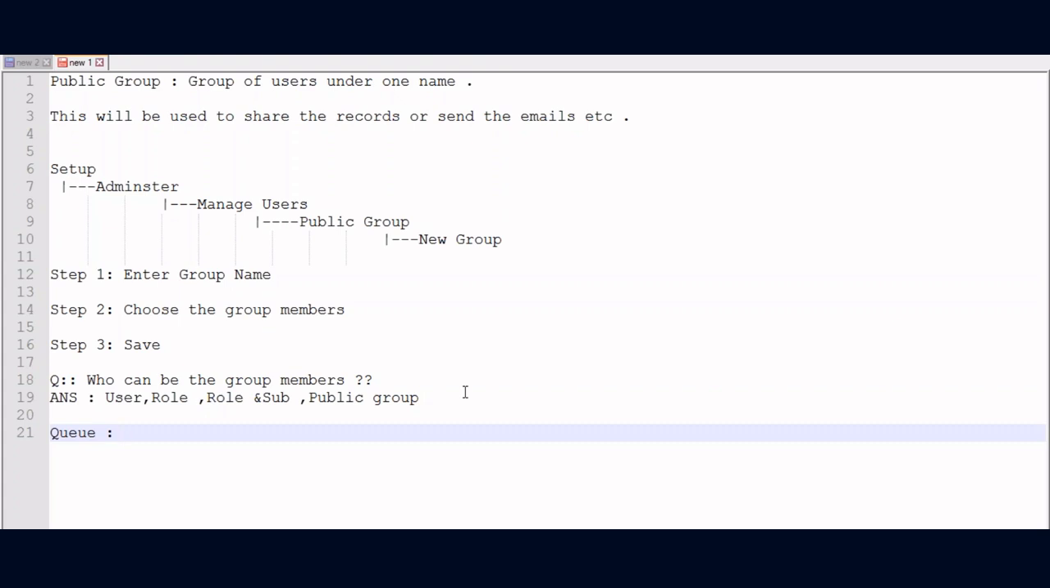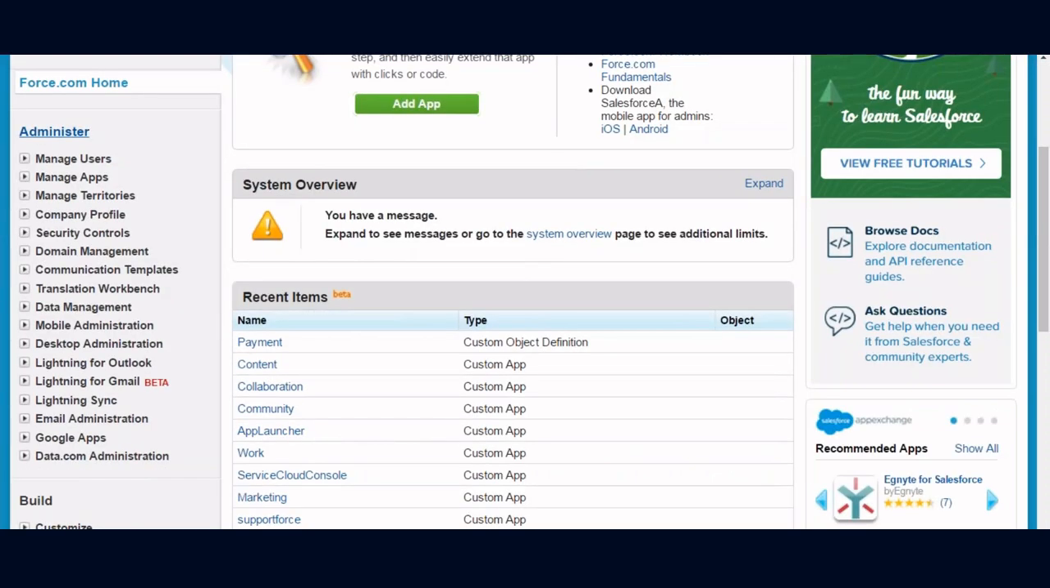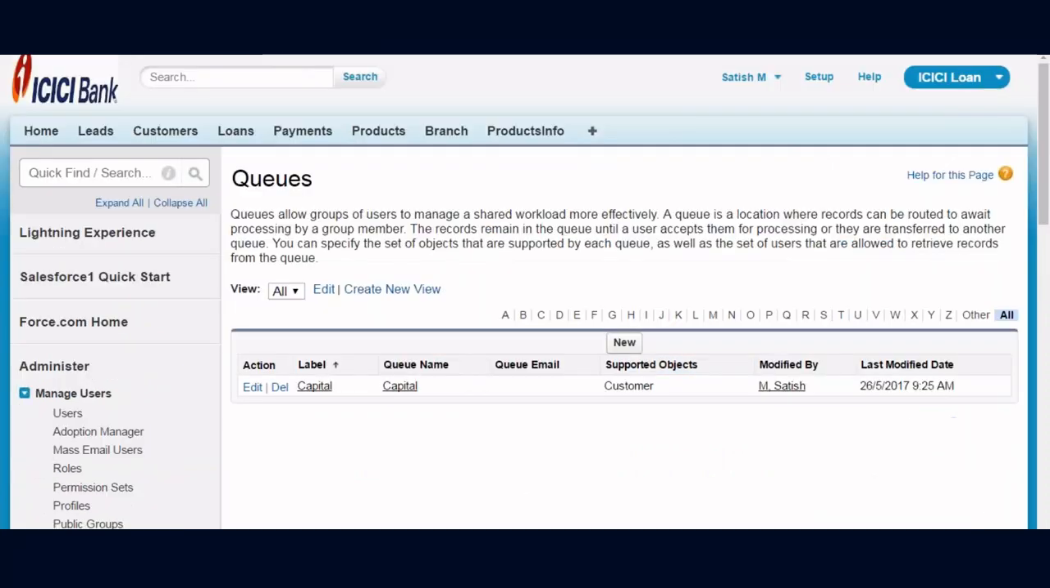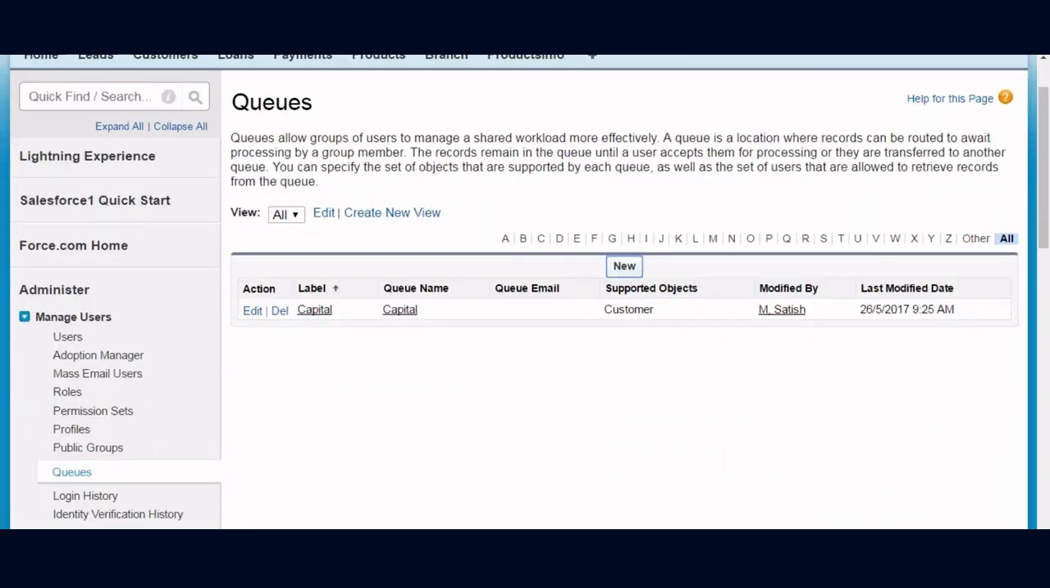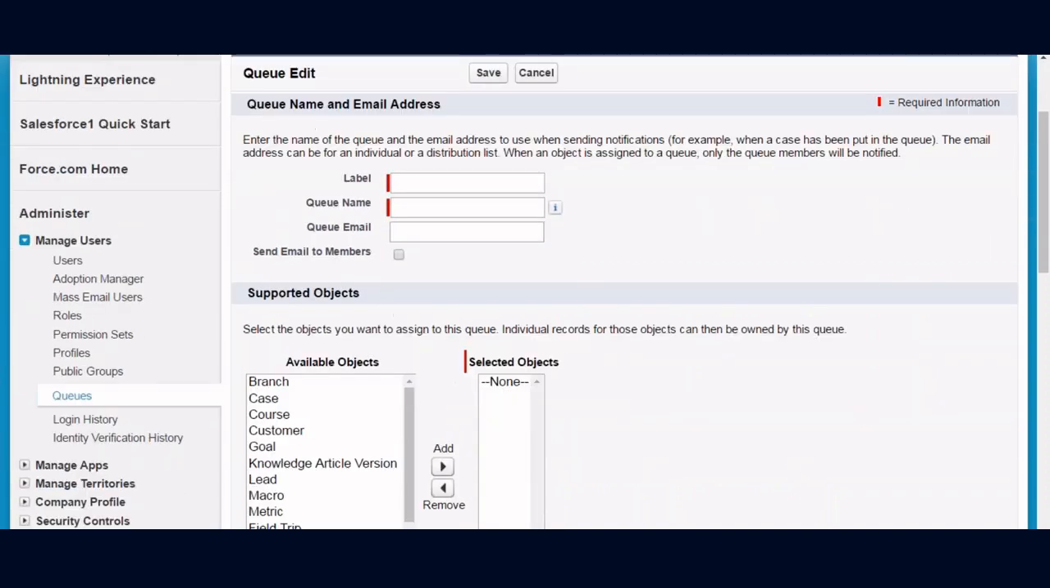So how to create the queue? Look at the format. Set up, administer, manage users, queues, new. Set up, administer, manage users, queue. Here we are writing a queue.